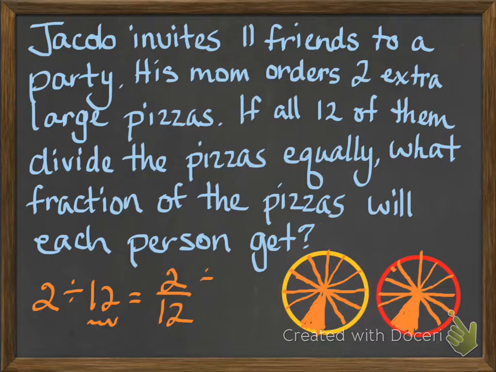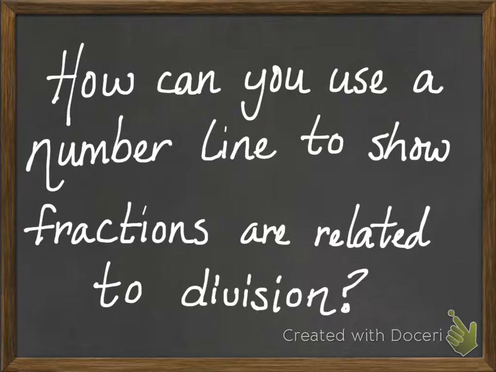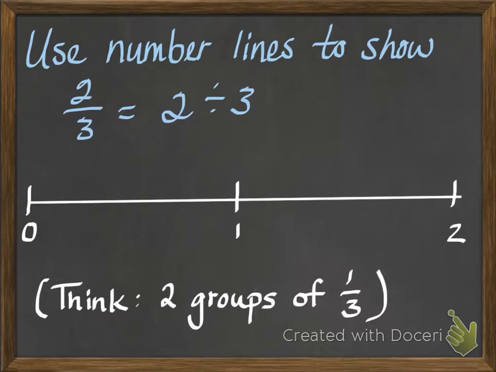Now I can divide both the numerator and the denominator by 2, and I know that that's going to equal 1/6. So in total, he is going to get 1/6 of the pizza, and each person will get 1/6 of the pizzas as well. See how that happens? So what we're going to do today is focus on how division actually is fractions, and how fractions are fancy division. We're also going to be putting those on number lines. So how can you use a number line to show fractions and how fractions are related to division? We're going to work on that next.